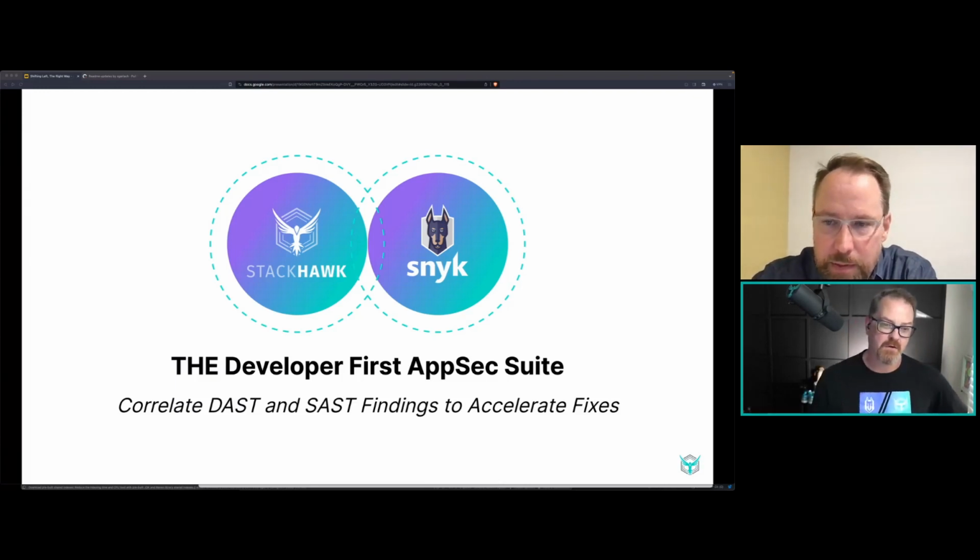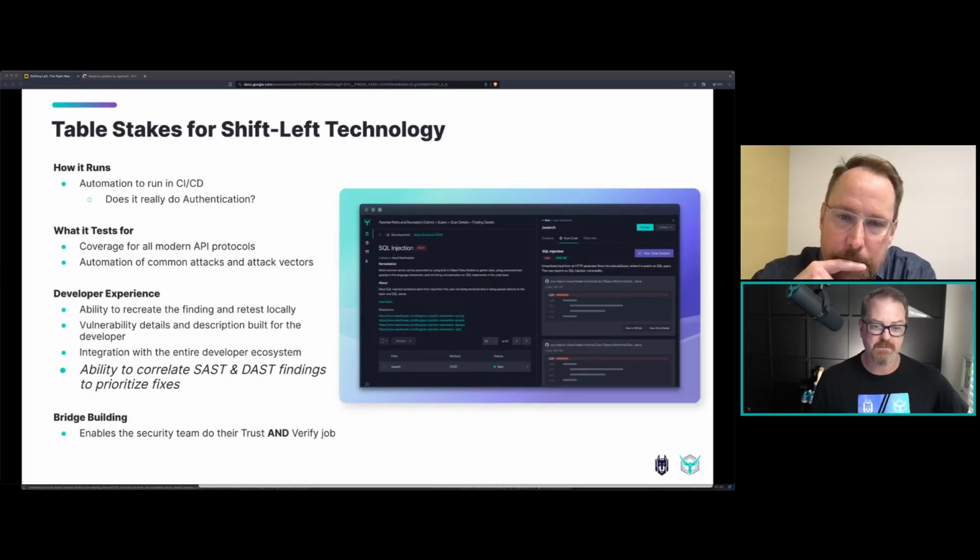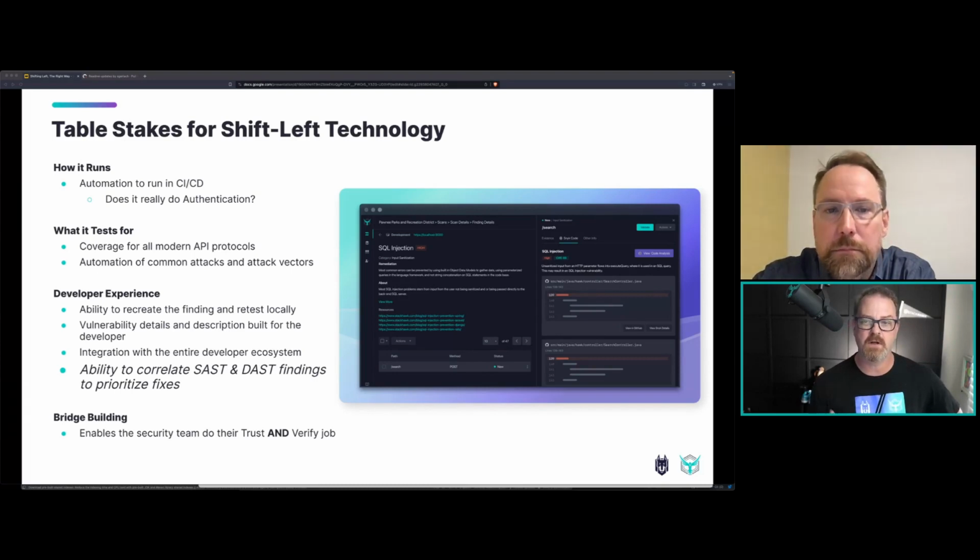Yep. So let's talk about some of the table stakes here. When you're thinking about shift left and how developers are going to interact with something, talk about some of the things you've got to be thinking about, Jim. I know we've got some of the things listed here. Talk about what you've run into with customers and prospects and things people should be thinking about.